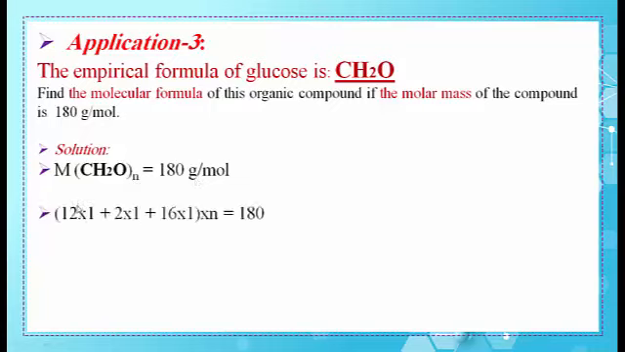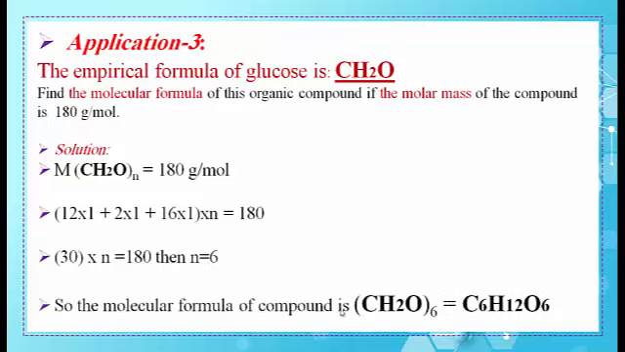We have 1 carbon times the molar mass of carbon, which is 12, plus 2 hydrogen times the molar mass of hydrogen, which is 1, plus 1 oxygen times its molar mass, which is 16, times N is equal to 180. Then 30 times N is equal to 180, then N is equal to 6. So the molecular formula of the compound is CH2O, and instead of N, we write 6. Then it is 6 times 1, 6, so C6. 6 times 2, 12, so H12. And 6 times 1, 6, then it is O6.